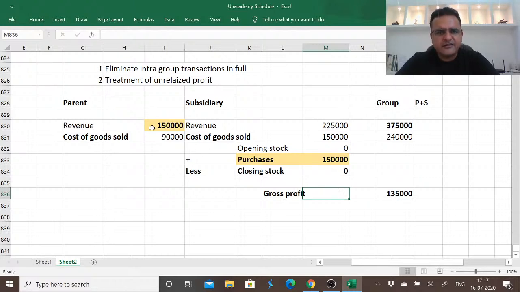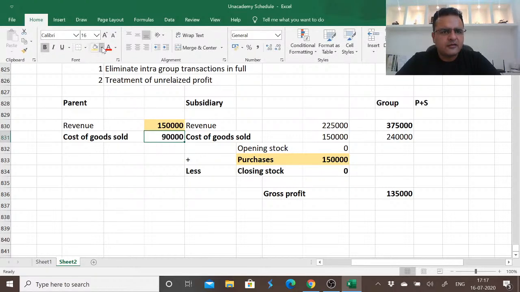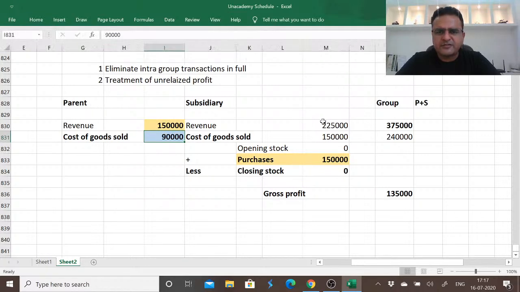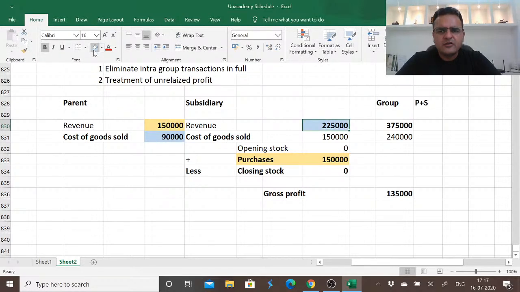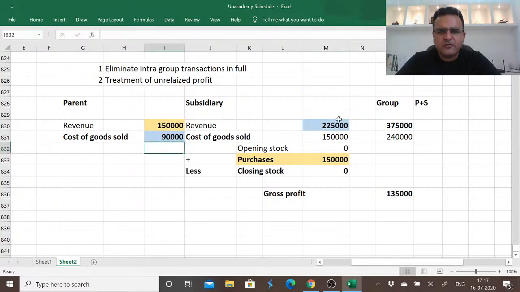So the reality is that goods worth 90,000 are actually being sold for 2,25,000. This is actually the transaction of the group. In reality, the transaction of the group is that goods worth 90,000 are being sold for 2,25,000. That means in the middle, this 1,50,000 of revenue and these purchases is inflating the group's revenue and profitability. So how to set this right?